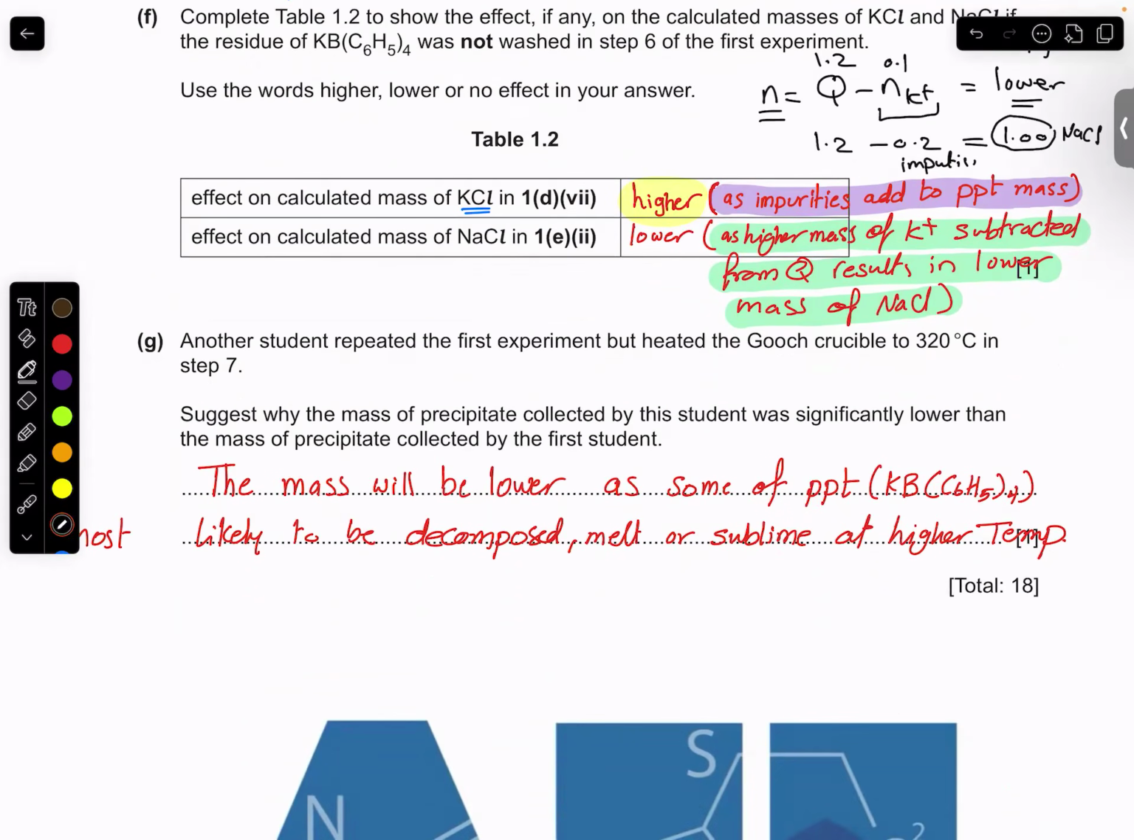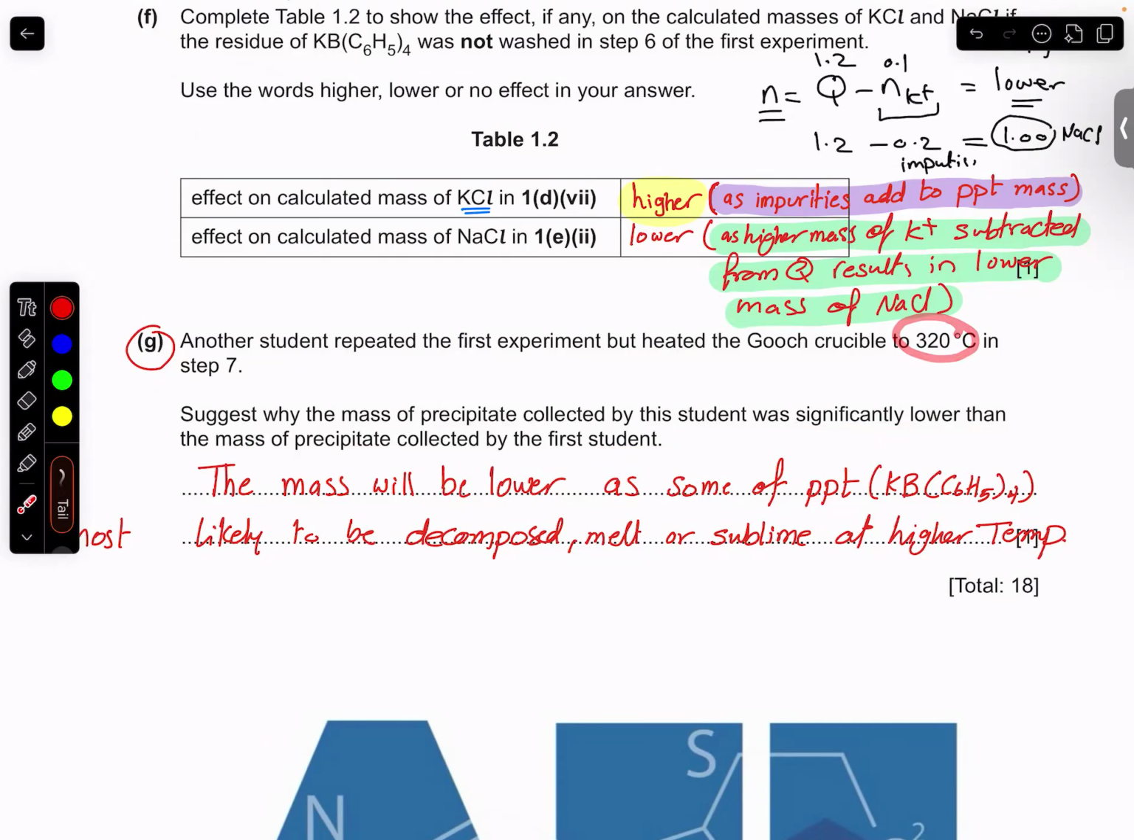Another student repeated the first experiment but heated the gauge crucible to 320 in step 7. Suggest why the mass of the precipitate collected in this experiment by this student was significantly lower than the mass of the precipitate collected by the first student.